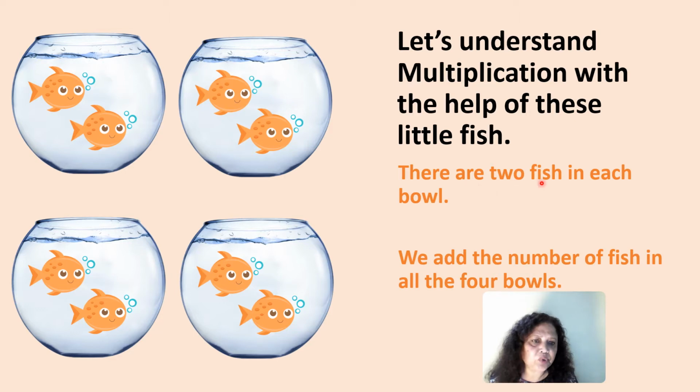There are two fish in each bowl. How many bowls do we have here, children? We have 1, 2, 3, 4. We have 4 bowls. Now in each bowl, we have 2 fish. So let's count the fish. 1, 2, 3, 4, 5, 6, 7, 8. We add the number of fish in all the 4 bowls.